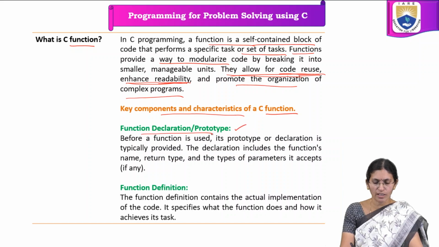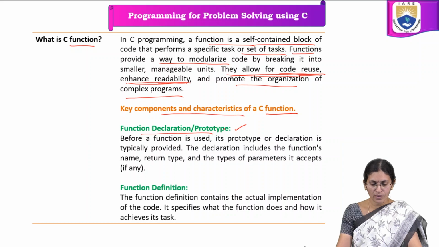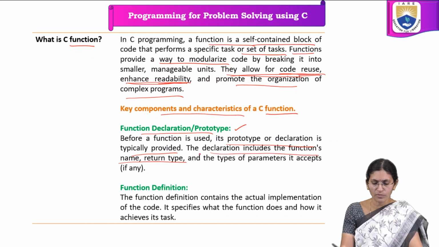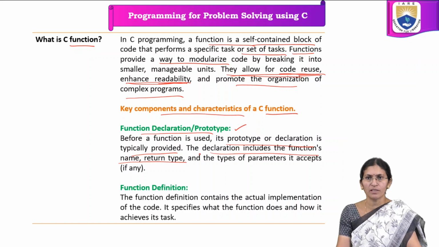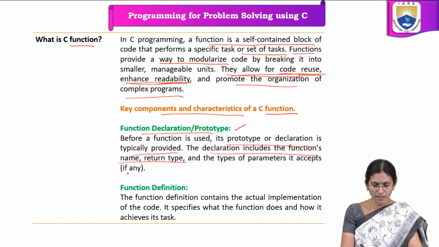First one is function declaration or prototype. So before a function is used, its prototype or declaration is typically provided. So this lets the compiler know what is the return type of the function, what are the different arguments or parameters, and what is the name of the function, and so on. So this declaration includes the function's name, return type, and type of parameters it accepts, if there are any.